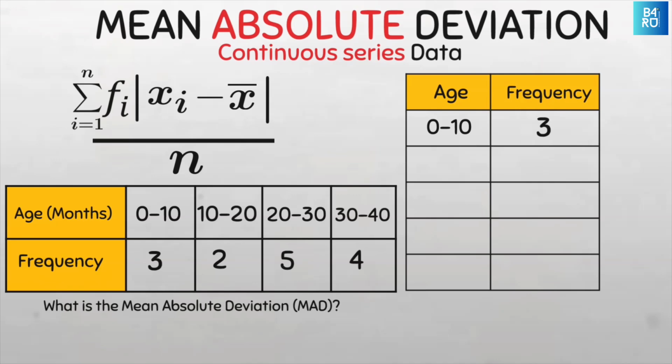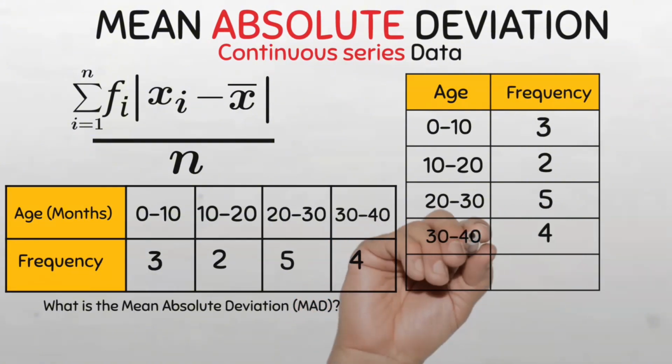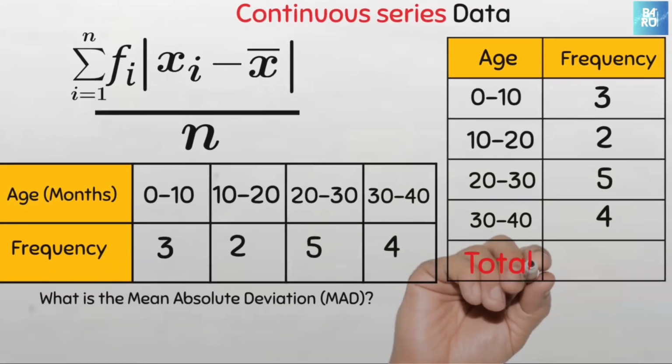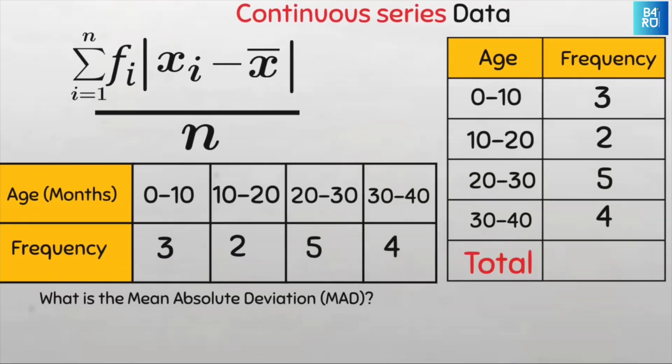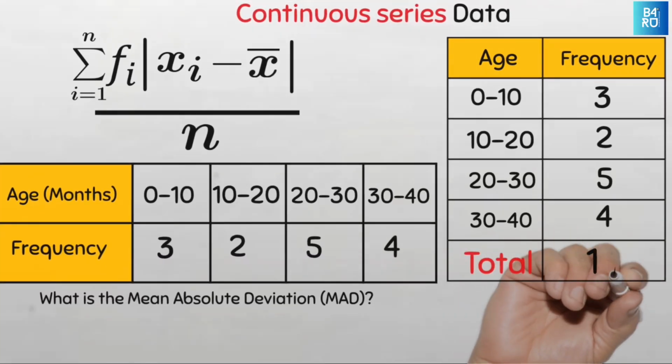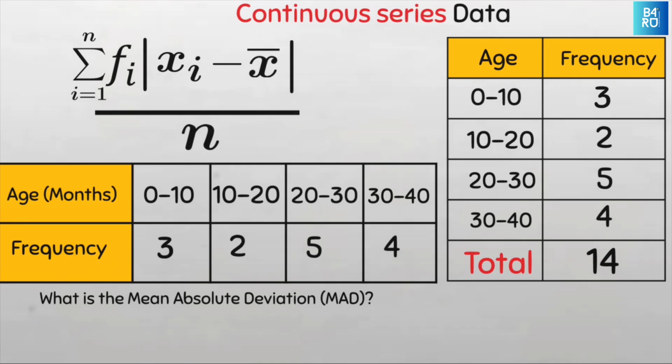So let's continue. Then there were only 2 children who were between 10 and 19.9 months old, 5 children between 20 and 29.9 months old, and 4 between 30 and 39.9 months old. So the total number of children is 3 plus 2 plus 5 plus 4, and that will be 14. Awesome.